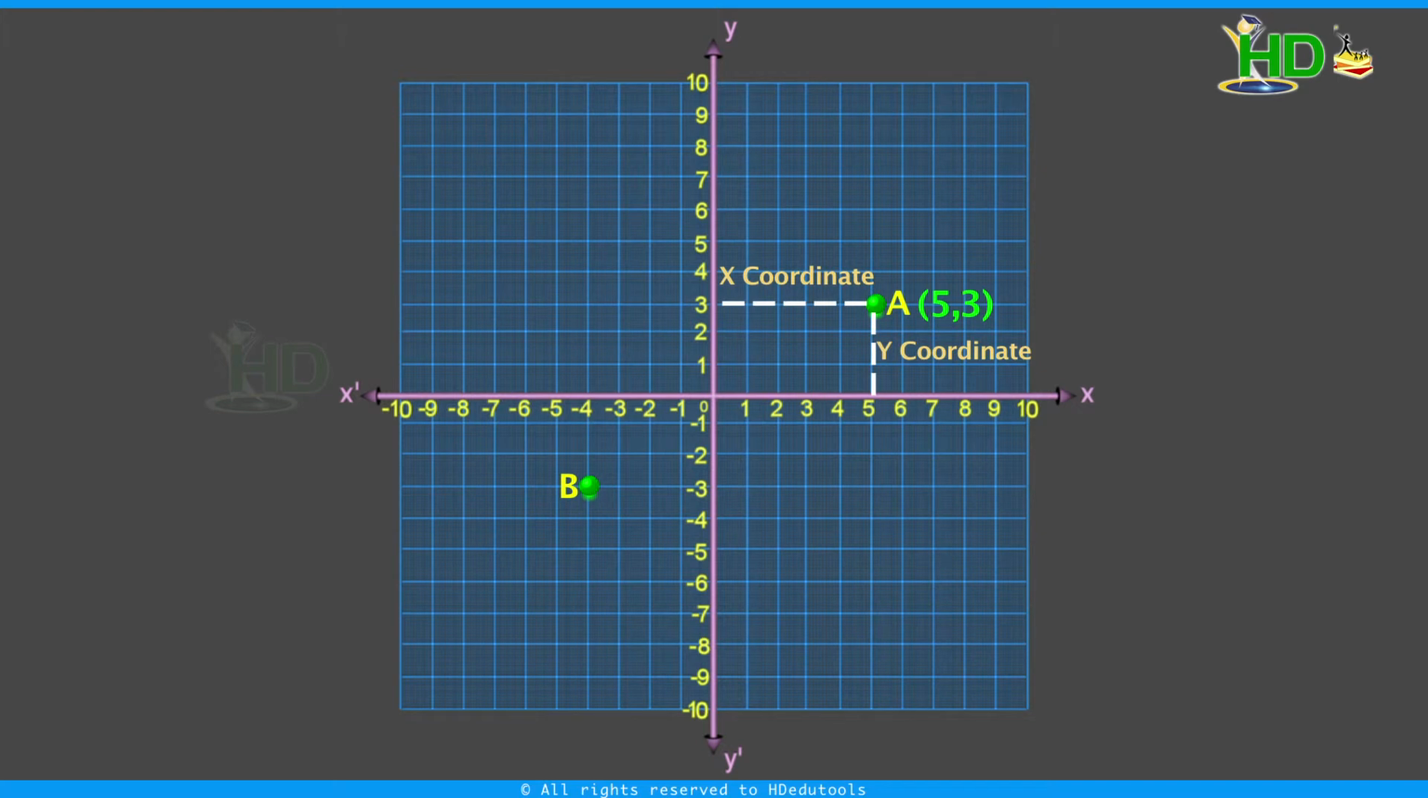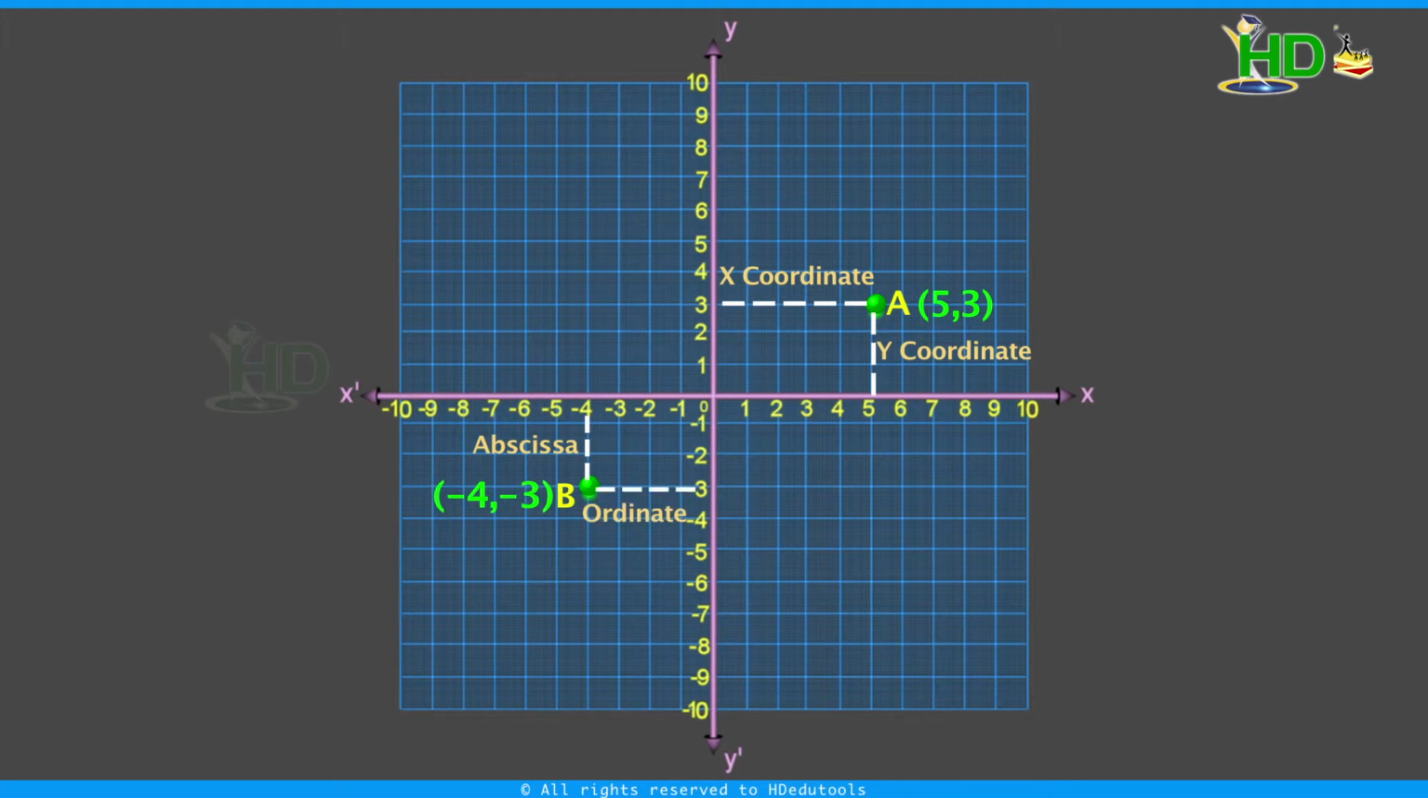Similarly, if we consider the point B, the perpendicular distance from the y-axis to B is 4 units. The perpendicular distance from the x-axis to B is 3 units. Since this point is towards the negative side, the x-coordinate is taken as -4 and the y-coordinate is taken as -3. The x-coordinate is also called abscissa and the y-coordinate is also called ordinate.